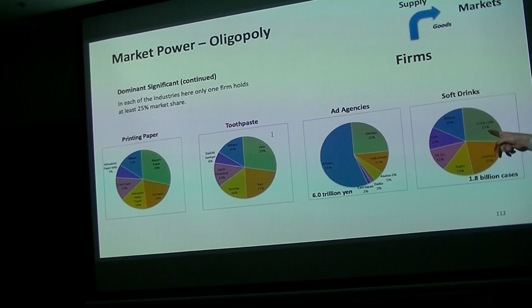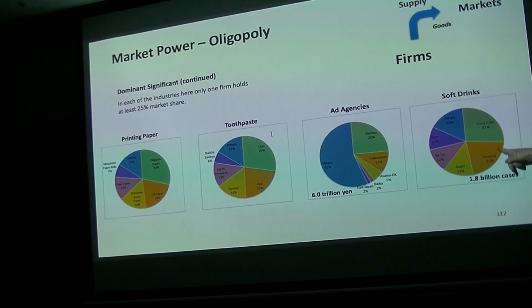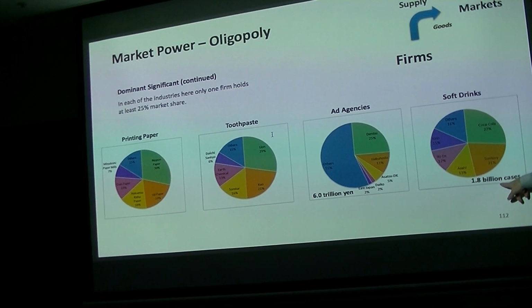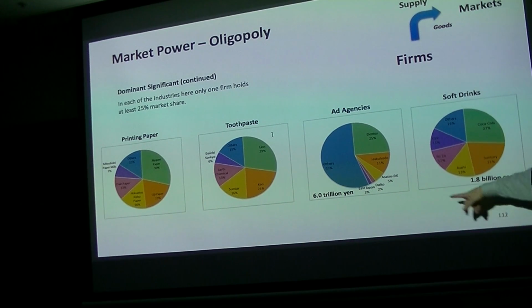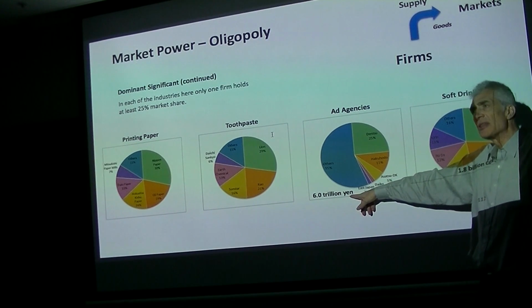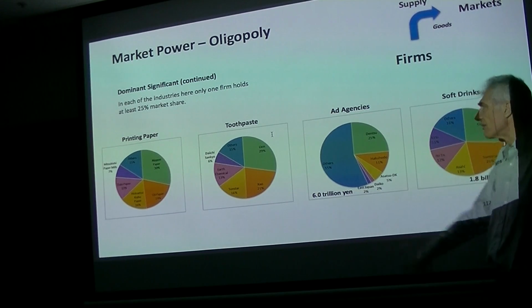Certainly. Coca-Cola 27%, but again, look at all that. Very competitive industry. 1.8 billion cases too. Let's think about 1.8 billion. Actually, just look at that figure, 6 trillion. Yeah, that's 1% of GDP. It's pretty significant, 1% of GDP spent on advertising.